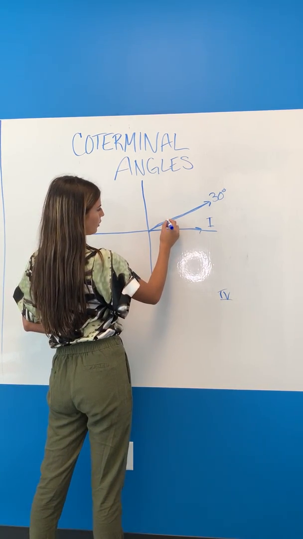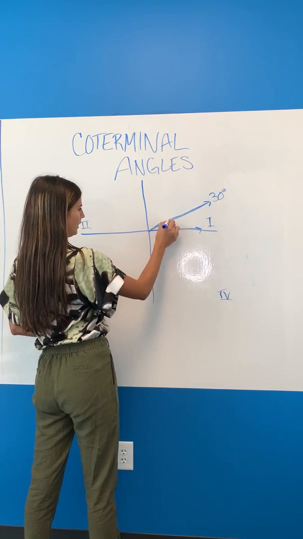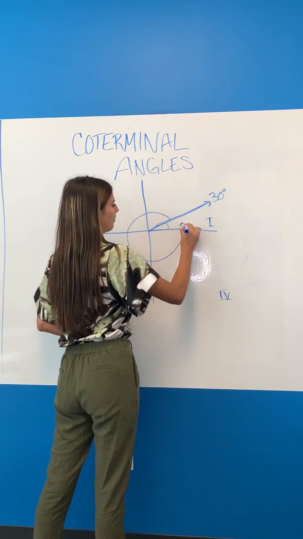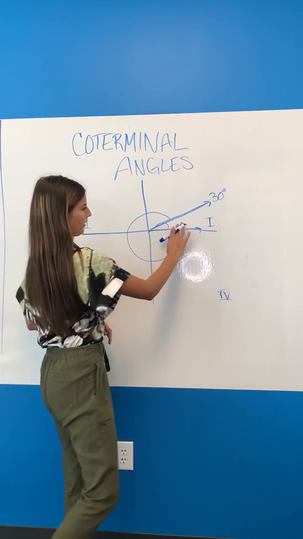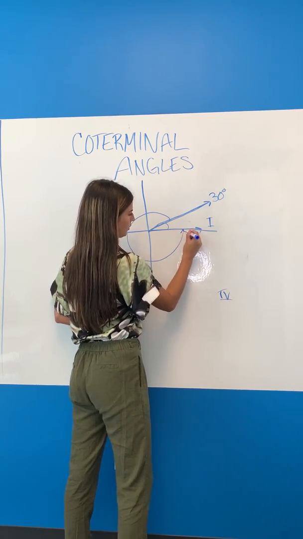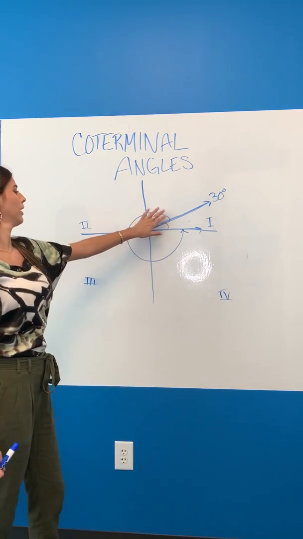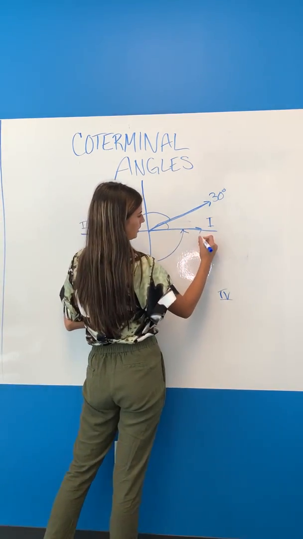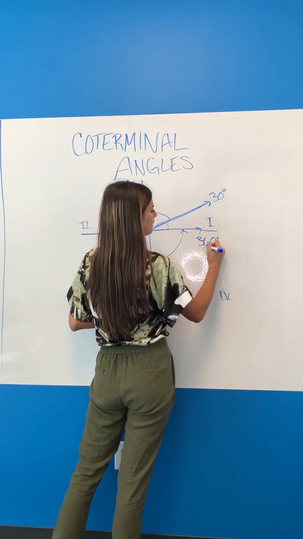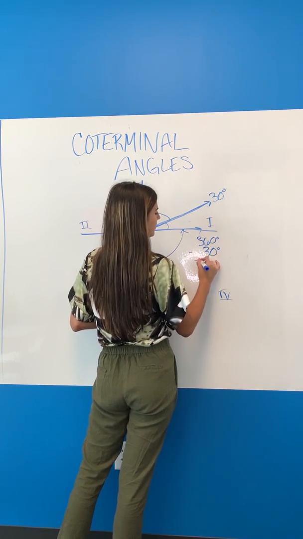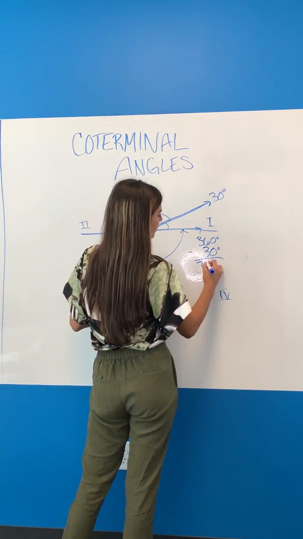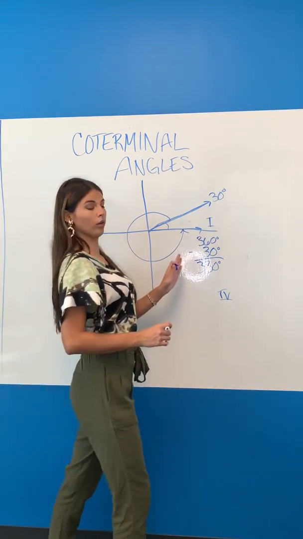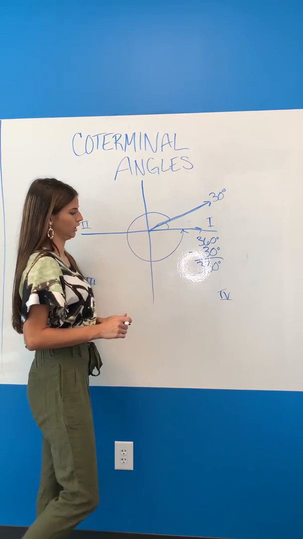So on the coterminal angle, we're going to start at 30 degrees and take it all the way around back to the initial side. So this angle right here, this very obtuse angle, is going to be equal to 360 degrees minus the 30 degrees, which is going to be equal to 330 degrees. And that is going to be only one of the coterminal angles of 30 degrees.